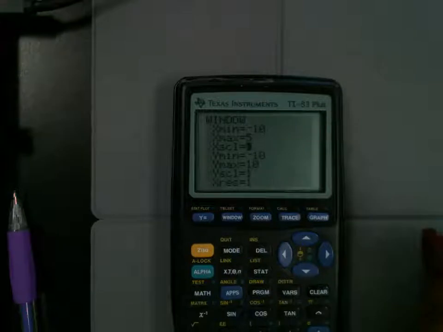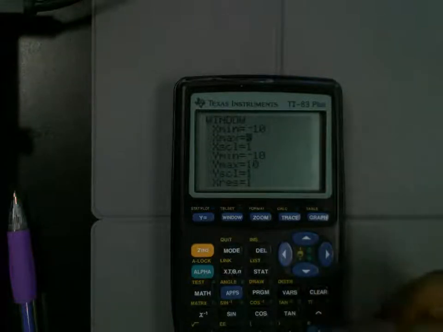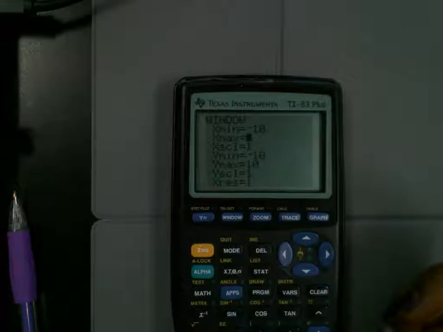How did you do that? Okay, you see right here, it's on 5. All I did was press 5 and enter. Got it? Or you can press the down arrow.